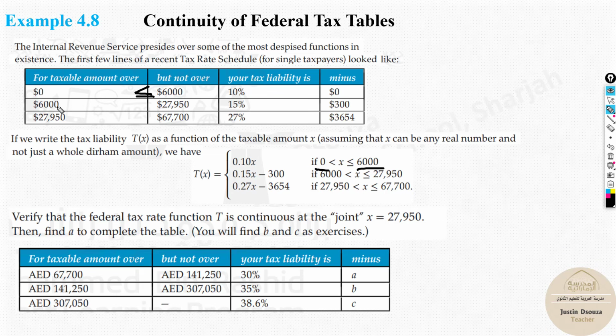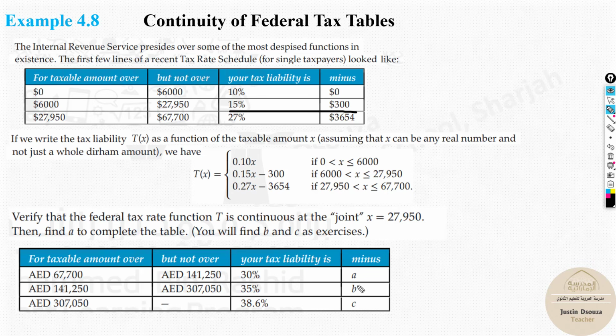Now, if it is greater than 6,000, that means x is greater than 6,000, 6,001, 2, 3, and so on, but less than or equal to 27,950. This is the range: 0.15x minus 300. And lastly, 0.27x minus this much will be for 27,950 to 67,700. Now this much is done for you, but what is the next one?